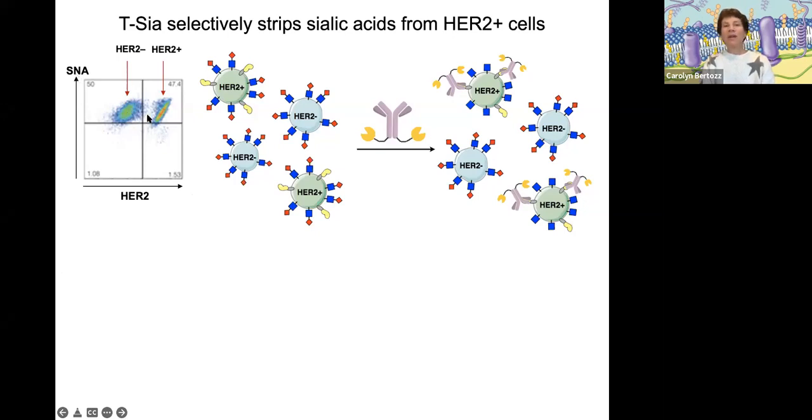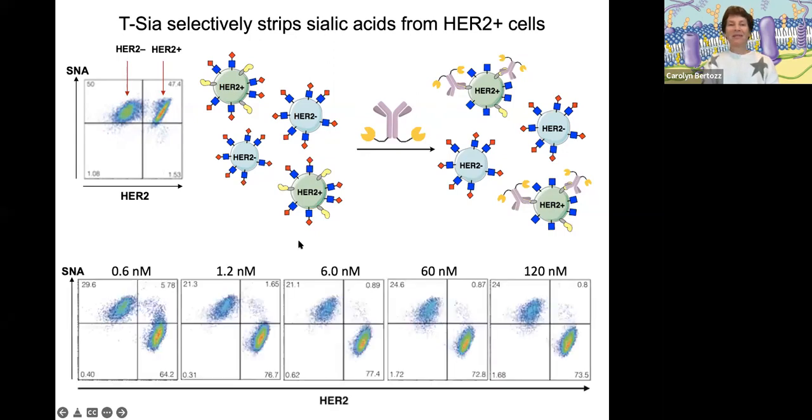You can see the two populations that are HER2 positive or HER2 negative and roughly having the same amount of sialic acid. Then when we add our T-sia reagent to this tube in various doses, we can monitor its efficacy in taking off the sialic acids by just looking at changes in SNA staining. And what Melissa observed is that even at treatment with quite low doses of T-sia, sub-nanomolar doses, she could quantitatively strip the sialic acids off the HER2 positive cells without any removal of sialic acids from the HER2 negative cells.